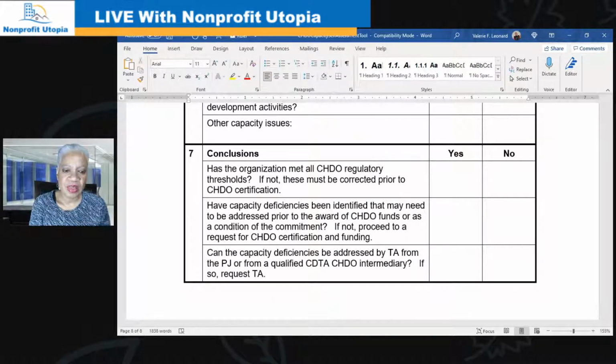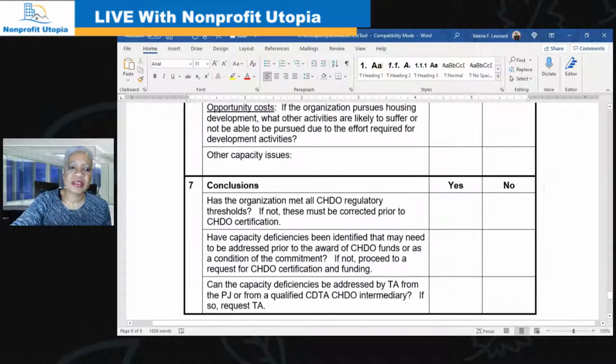Have capacity deficiencies been identified that might need to be addressed prior to the award of CHurl funds or as a condition of commitment? And if not, proceed to a request for CHurl certification and funding. And can the capacity deficiencies be addressed by technical assistance from the PJ or from a certified technical assistance provider? And if so, request technical assistance.